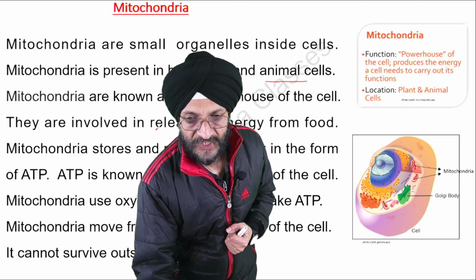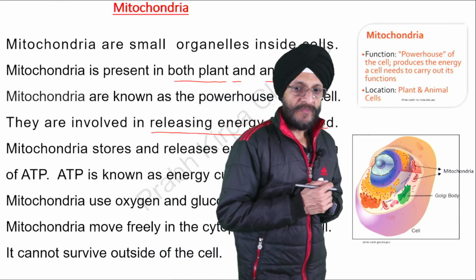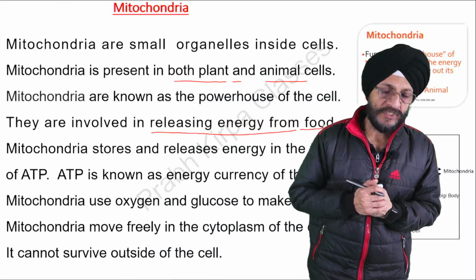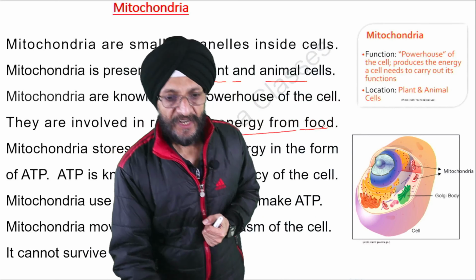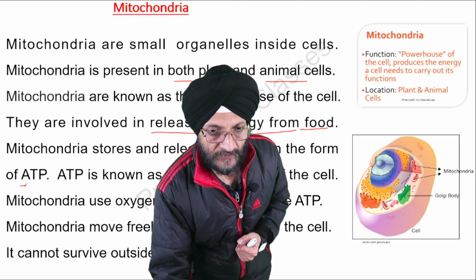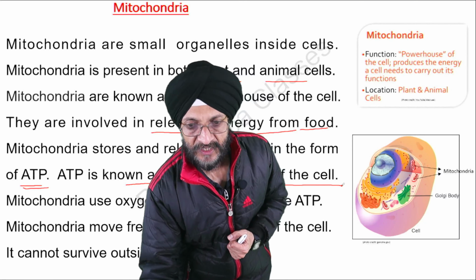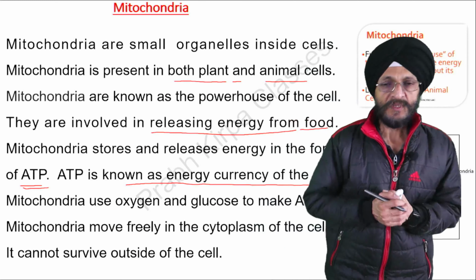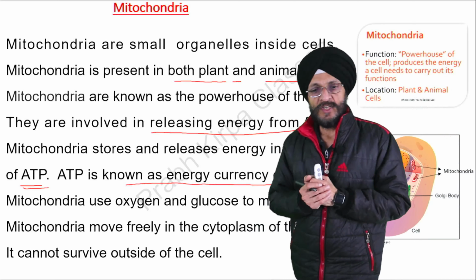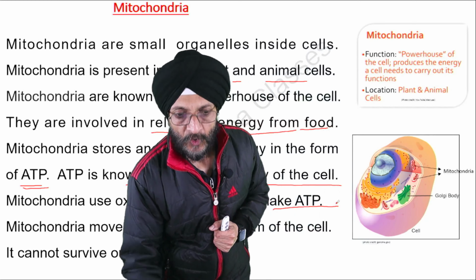They are involved in releasing energy from food. Mitochondria store and release energy in the form of ATP. ATP is known as the energy currency of the cell. Mitochondria use oxygen and glucose to make ATP.